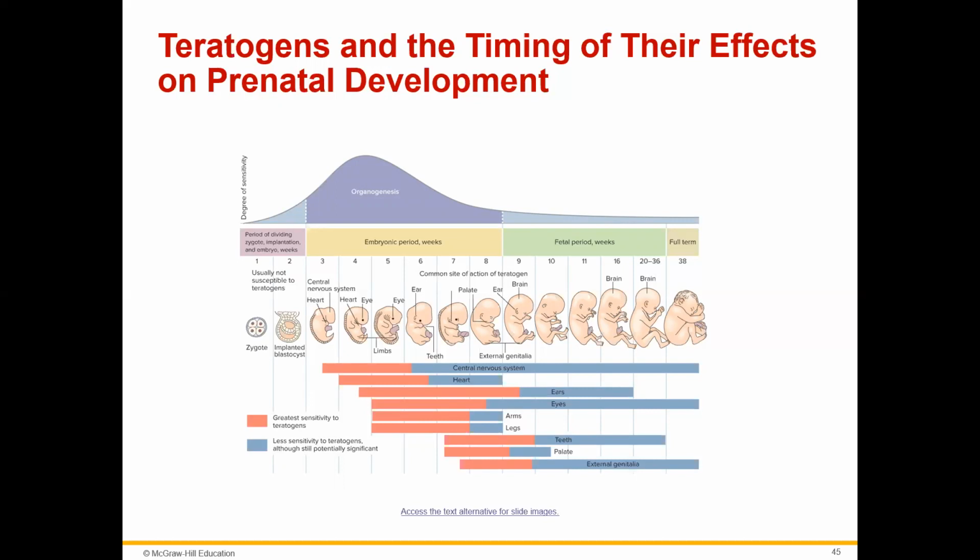There's a few of them that go beyond 8 weeks, but mostly they have blue bars past the 8 week period, which are less sensitive. Where the developing organism is less sensitive to teratogens. It doesn't mean there can't be significant problems, but the sensitivity is reduced. So we know that most problems do occur in the embryonic period.